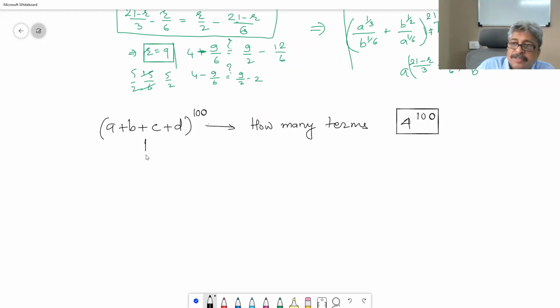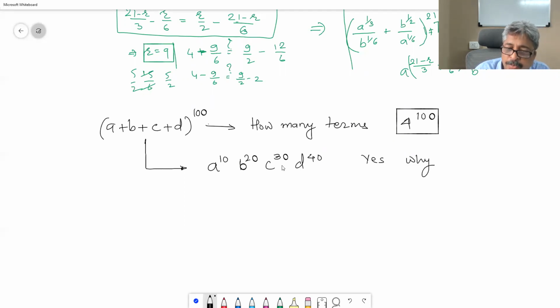So suppose we write any one of the terms, say a raised to 10, b raised to 20, c raised to 30, d raised to 40. Is this term going to be there in this expansion? Yes. Why? Because all the powers add up to 100.